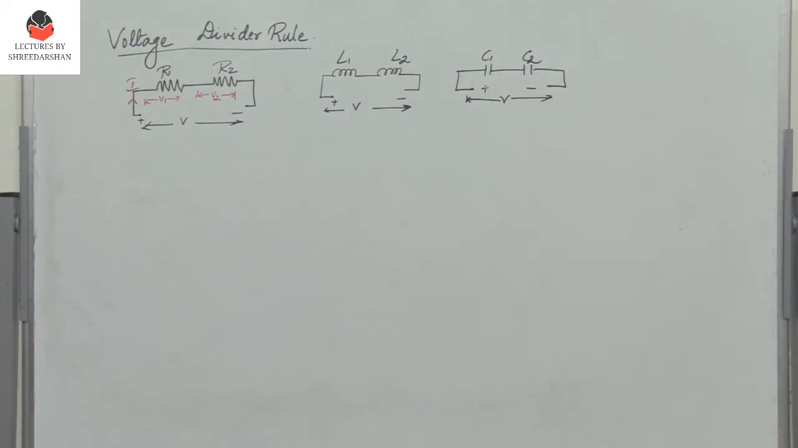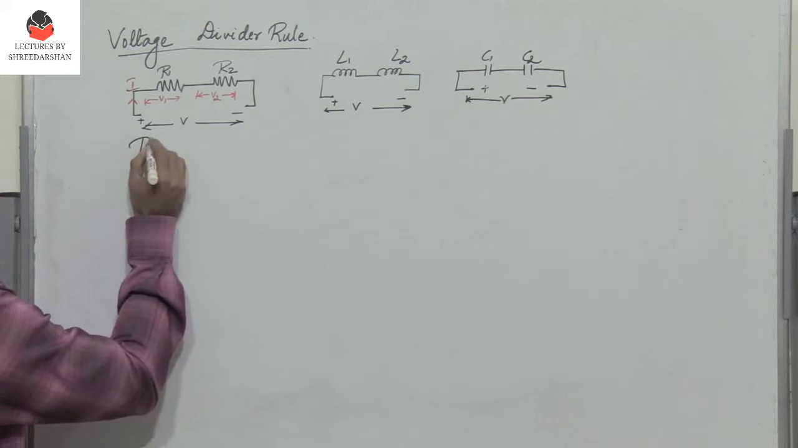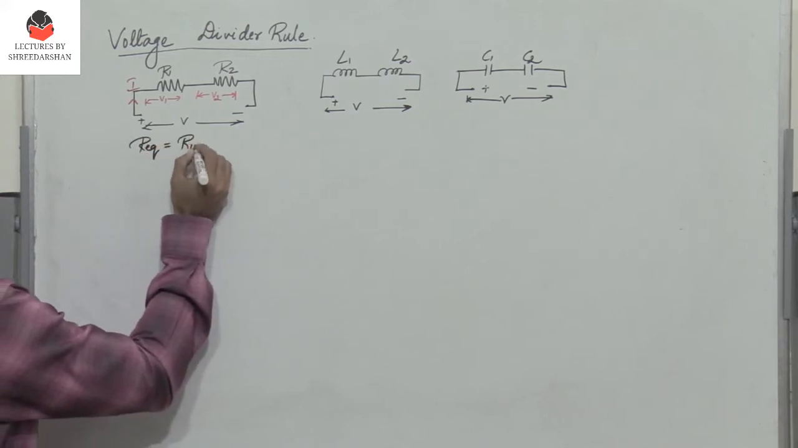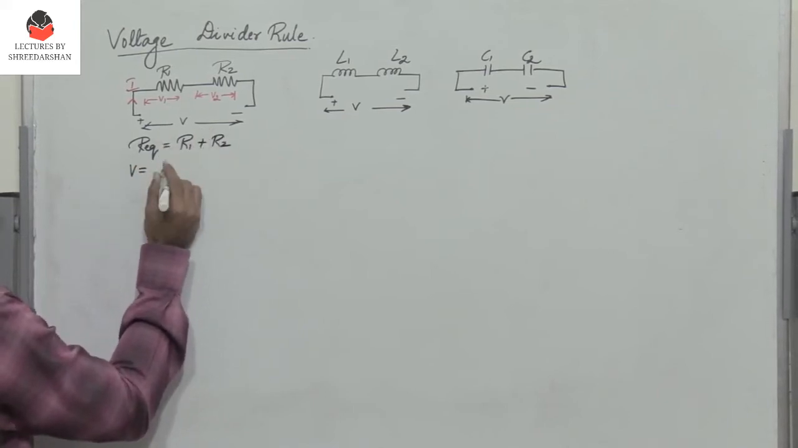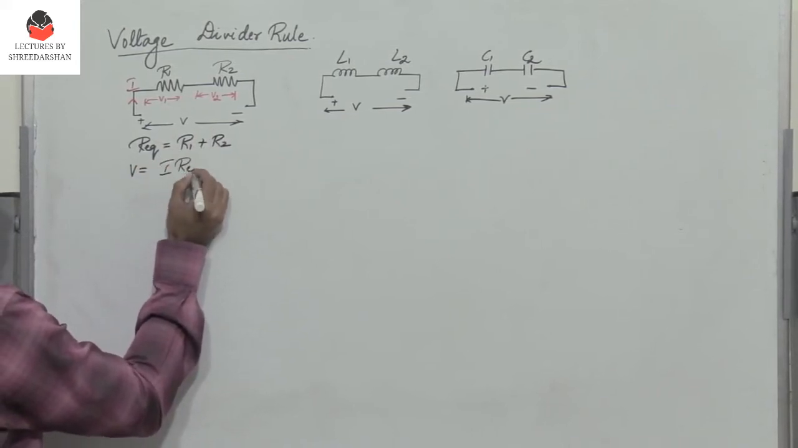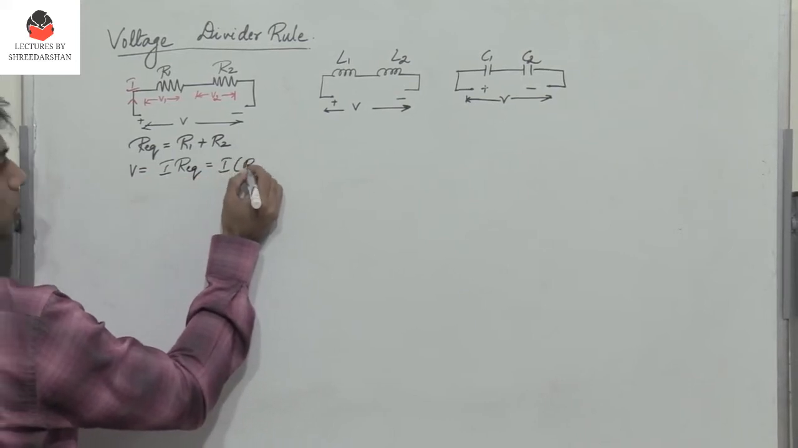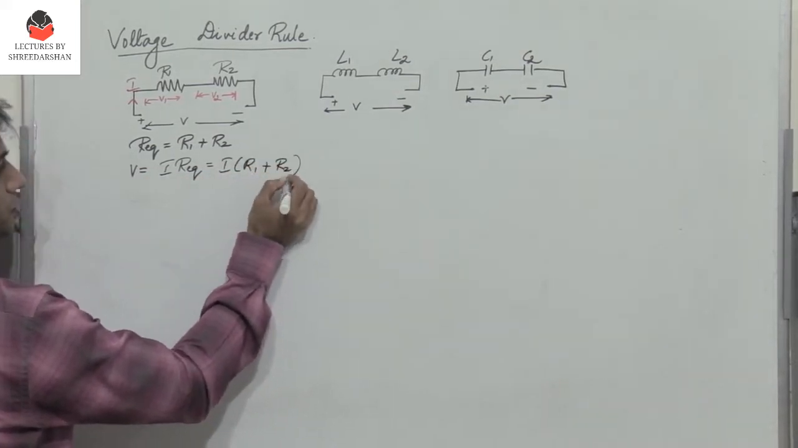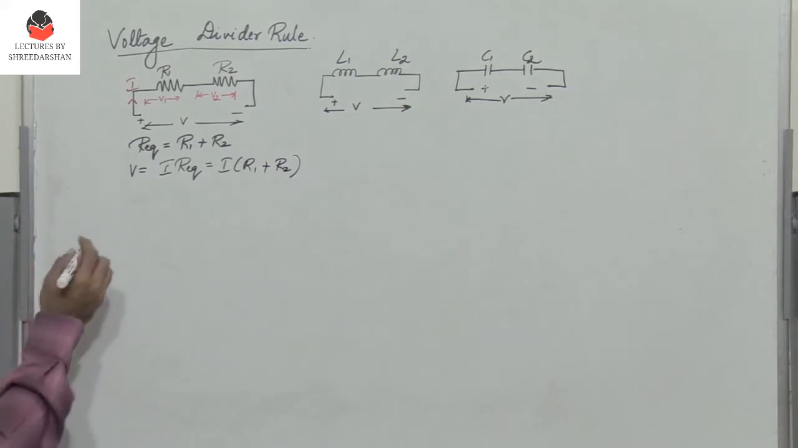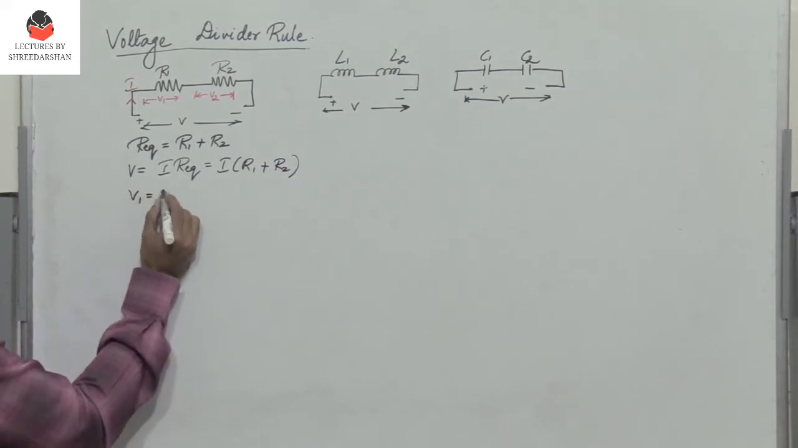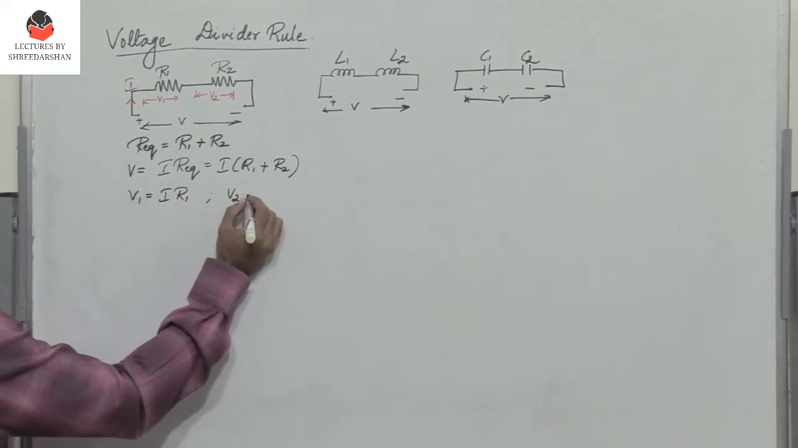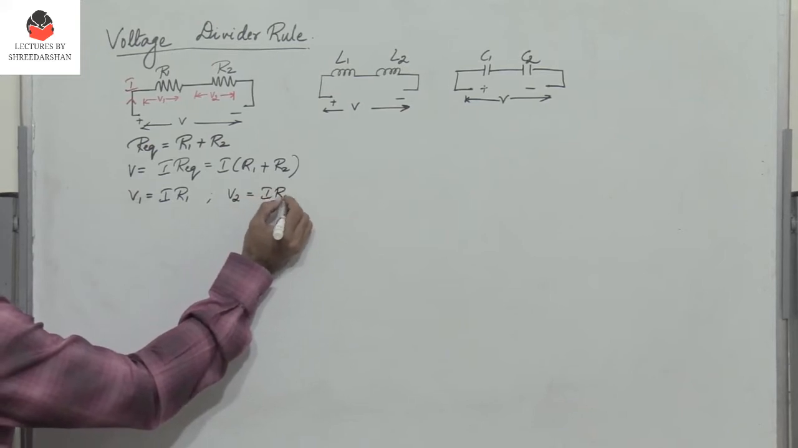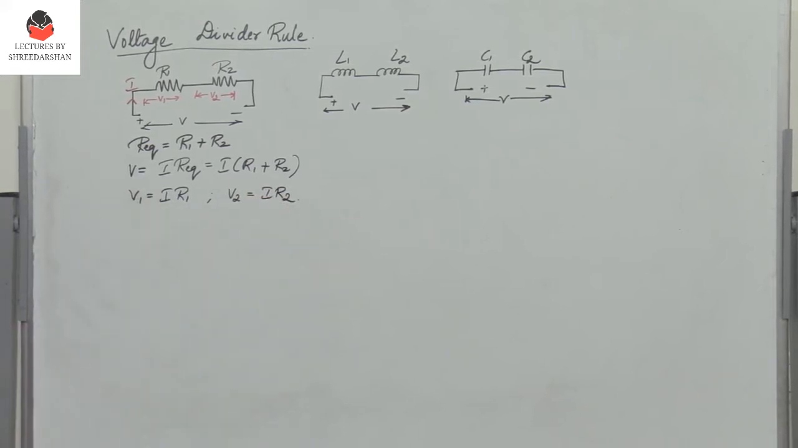Now when resistors are connected in series, what is the equivalent resistance? R equivalent is R1 plus R2. I know that the total voltage V is I into R equivalent, or I into (R1 plus R2). Now what is V1? V1 equals I into R1. And similarly, V2 is also equal to I into R2, because the current flowing through R1 and R2 is the same, which is equal to I.